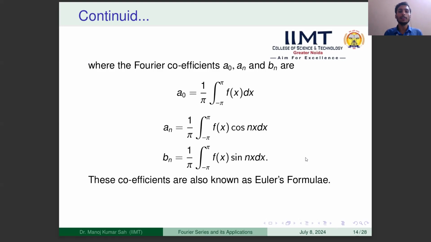a naught is given by 1 upon pi integration running from minus pi to pi f of x dx. An equal to 1 upon pi integration running from minus pi to pi f of x cos nx dx, and bn equal to 1 upon pi integration running from minus pi to pi f of x sin nx dx. These coefficients are also known as Euler formula.